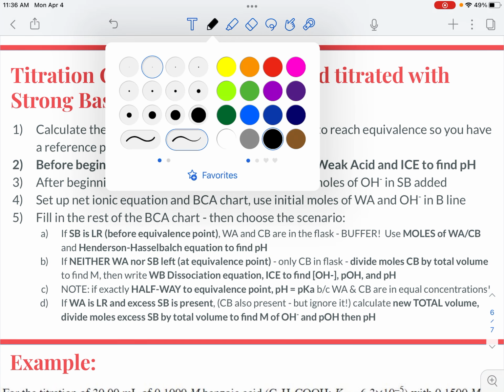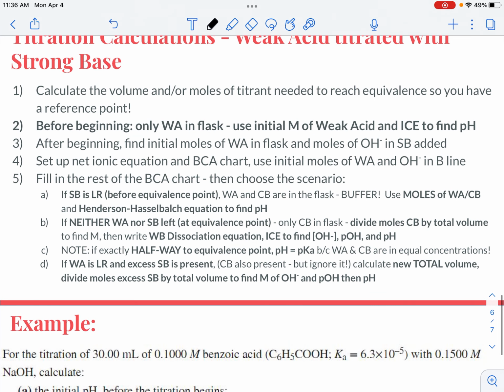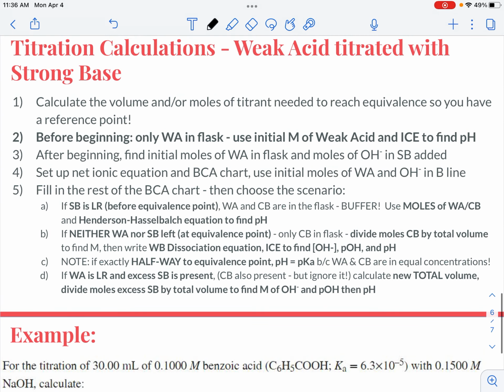And as we do that, I want you to focus on what's in the flask, just like you did when you were doing a strong titration. So again, you should do a reference point. If you need to stop the video here so that you can write stuff, you may want to do that. And then remember that only before you begin, you have only a weak acid. So this is ICE and weak acid molarity.